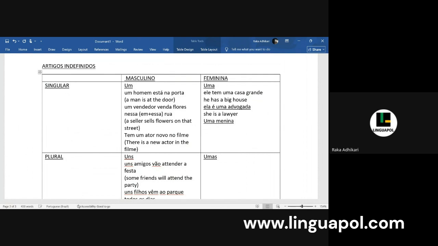Uma menina bate a porta. A girl knocks the door. Bate a porta. This is the verb bater. B-A-T-E-R. Bater is to beat or to knock. Uma menina bate a porta. A girl knocks the door.